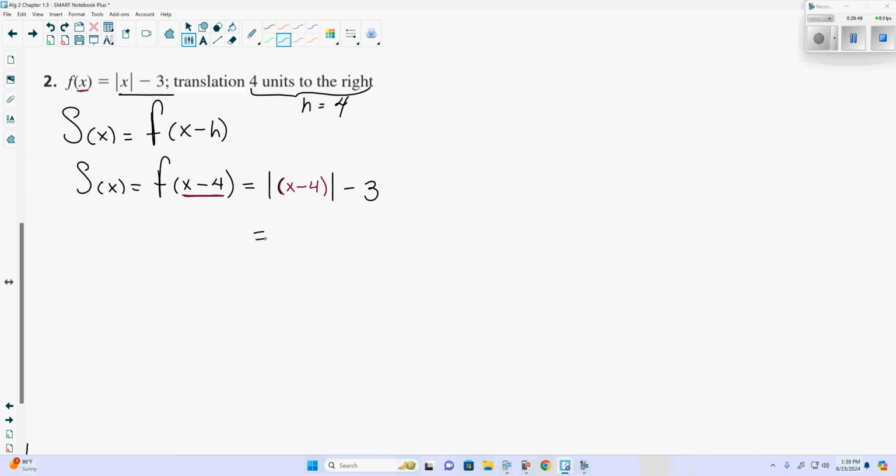Now we don't have anything in front of the parentheses inside the absolute value bars, so we can drop the parentheses, telling us that we have the absolute value of x minus 4 minus 3. Do we have any like terms? We do. The 4 and 3 are like terms, yes? But unfortunately, there is something between them, yes? The absolute value bar.